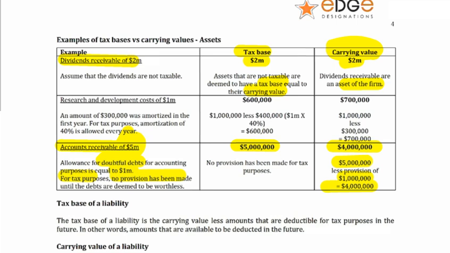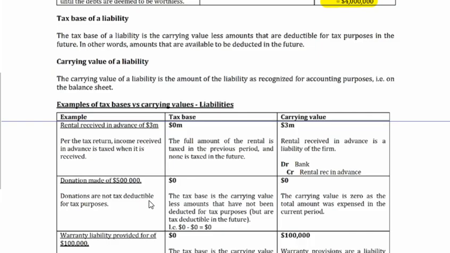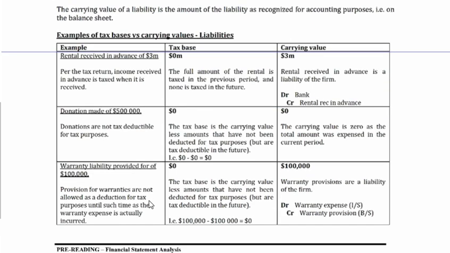But in the meantime, the difference in the 5 million tax base, that's what the tax man says the asset is worth, versus the 4 million, which is what the accountants say the asset is worth, will result in deferred tax. Okay. And we've given you just those examples for you then on the liability side. Okay.